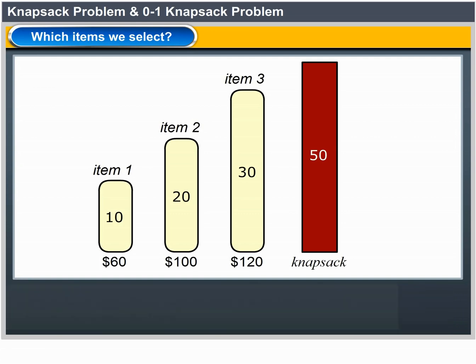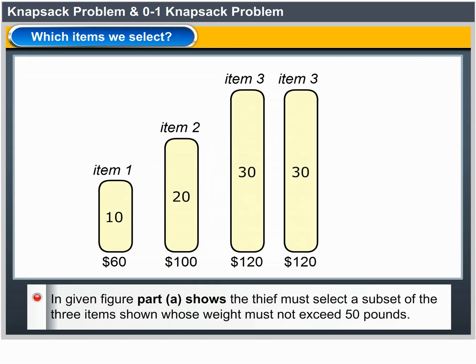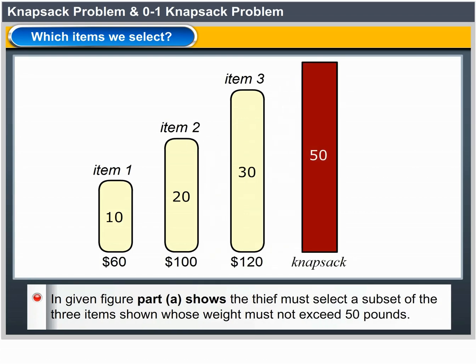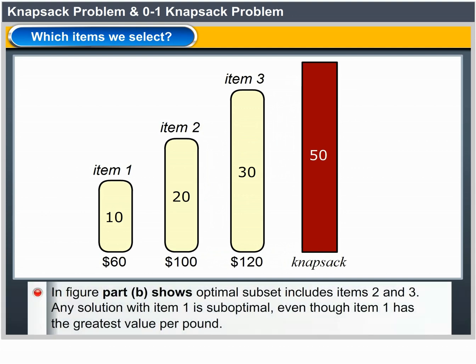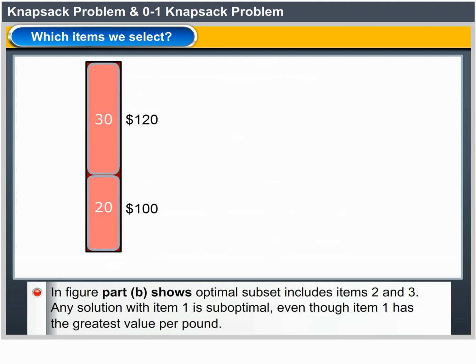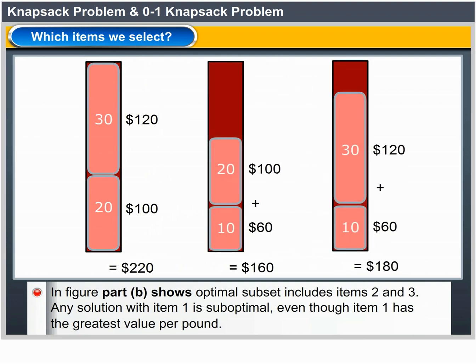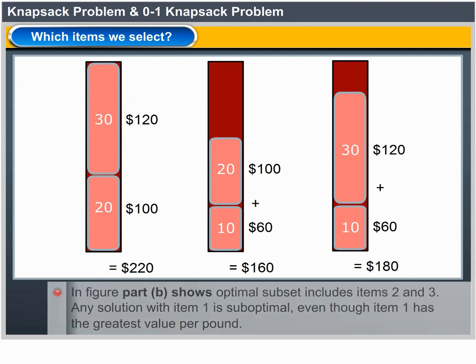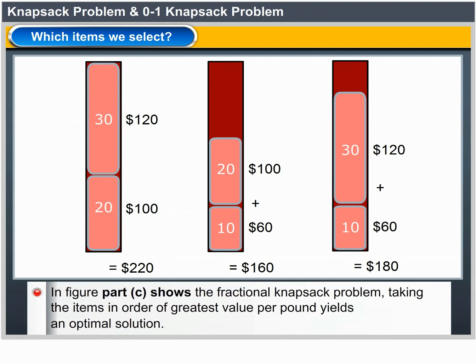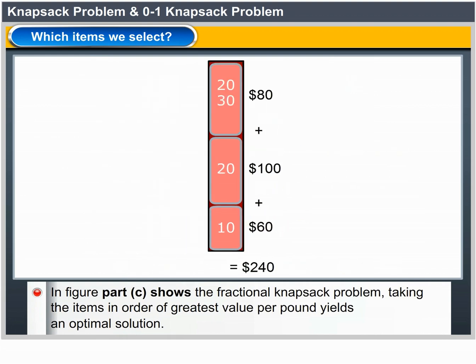This figure shows the thief must select a subset of the 3 items shown whose weight must not exceed 50 pounds. The figure shows the optimal subset includes items 2 and 3. Any solution with item 1 is suboptimal, even though item 1 has the greatest value per pound. In the fractional knapsack problem, taking the items in order of greatest value per pound yields an optimal solution.